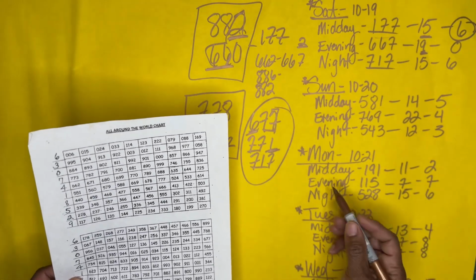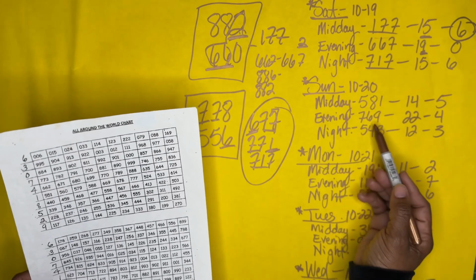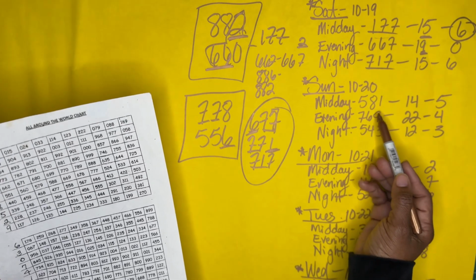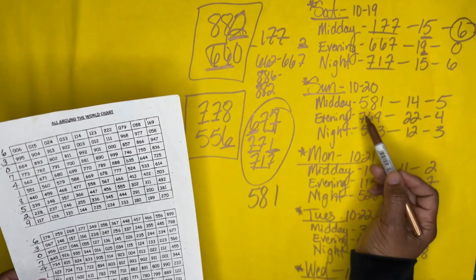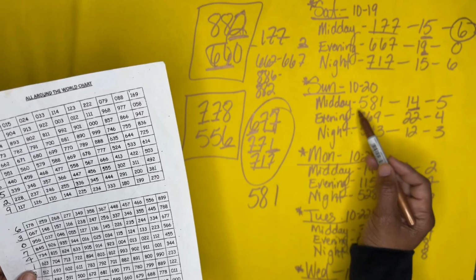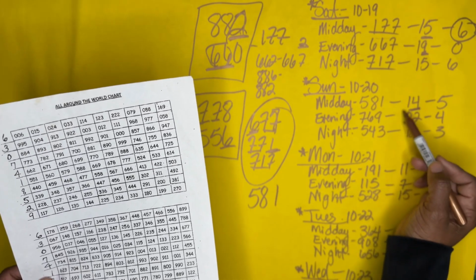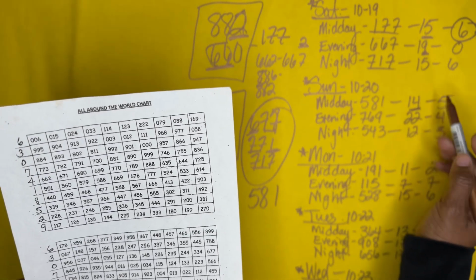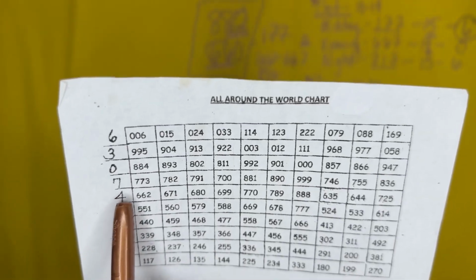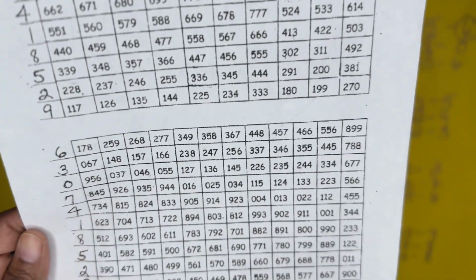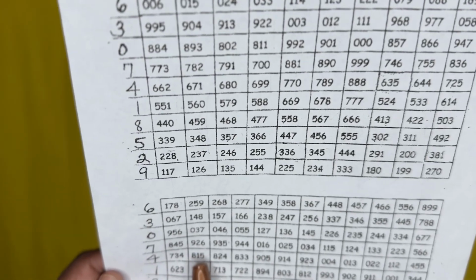But again, let's do another one. Midday, let's do the 581. 581 came midday. So we're looking for the sum: 5 plus 8 plus 1 is 14. So we write the 14, but you're not working with the front number, only the back number. So what you do is look for the 4. We find the 4 here and the 4 here and find that number. We're looking for 581. There's the 815 on the sheet.